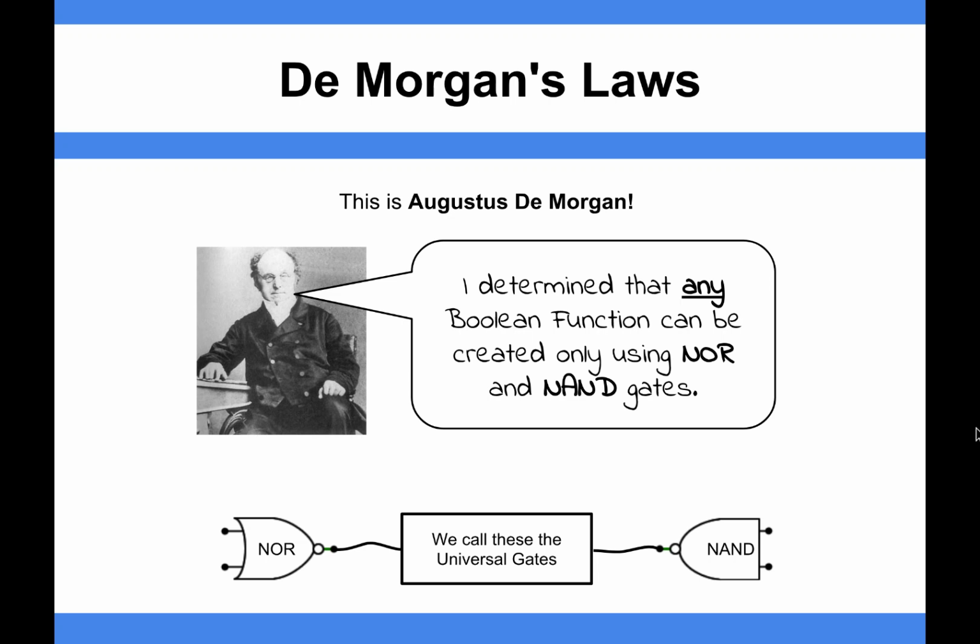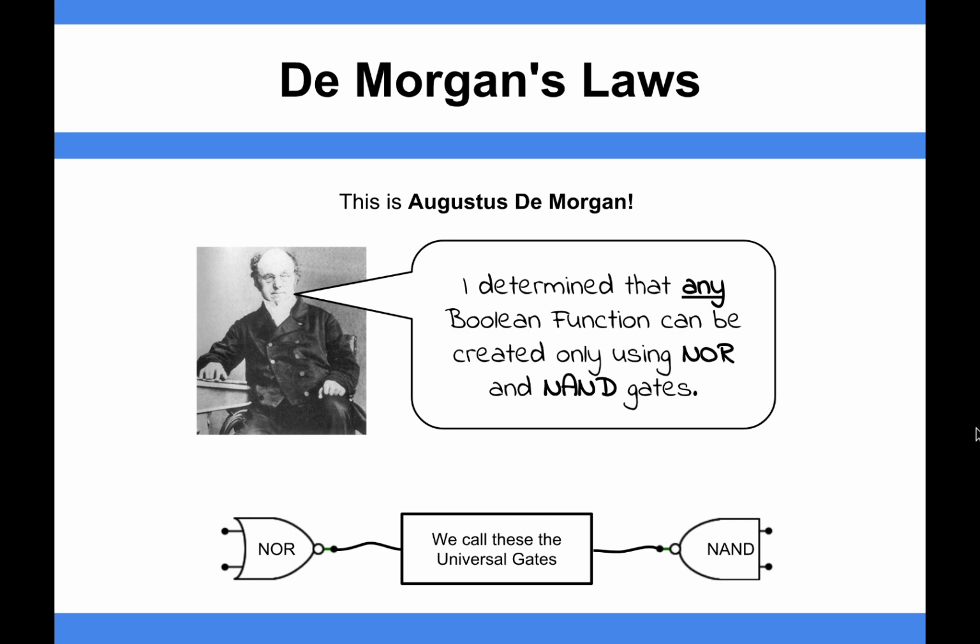So this is Augustus De Morgan. He's one of the coolest names ever. Okay, and he determined that any Boolean function can be created using NOR and NAND gates. Now that's something we're not actually going over in this video. We're focusing on the three De Morgan's laws and showing you how to apply them when simplifying expressions.